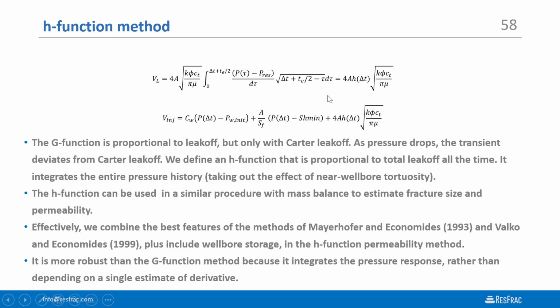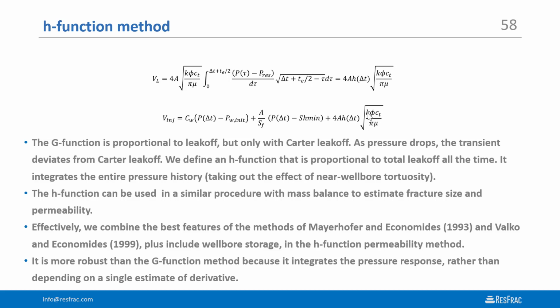Again, this is a pre-closure estimate to get permeability, and when we've compared these permeability estimates to post-closure permeability estimates, they're usually 2 or 3 times higher. And so just keep that in mind, that if you have a post-closure permeability estimate possible, you don't need to worry about this H function method.